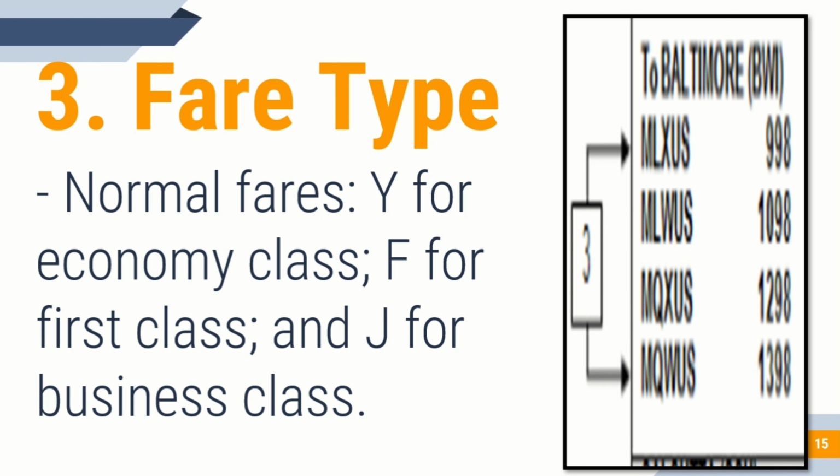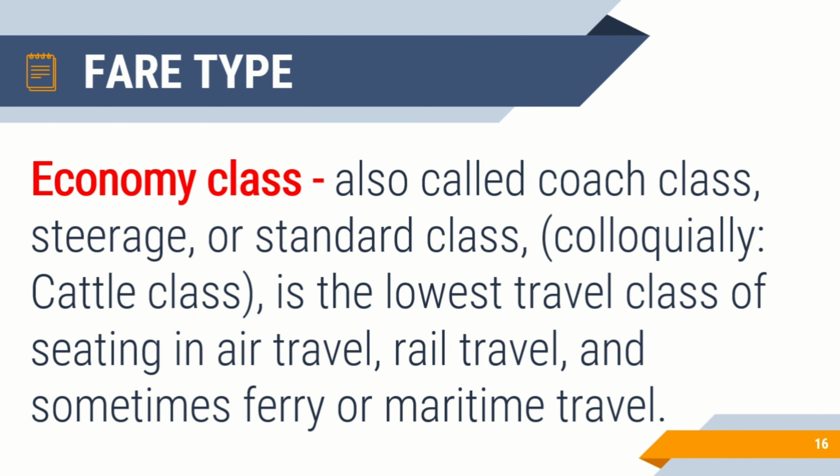Number three, the fare type. Normal fares: Y for economy class, F for first class, and J for business class. There are three types of fare. Number one is the economy class, also called coach class, steerage, or standard class. The lowest travel class of seating in air travel, rail travel, and sometimes ferry or maritime travel.